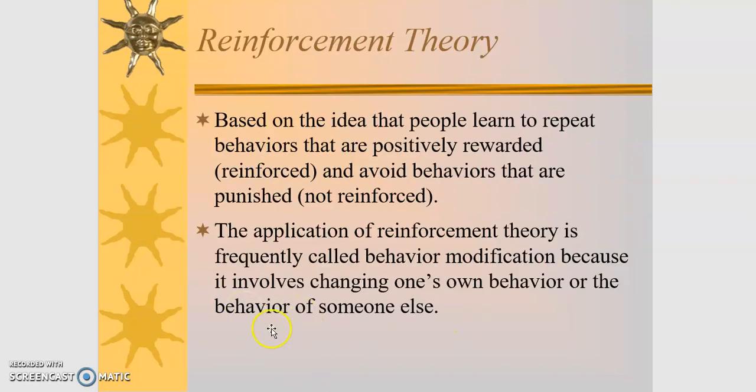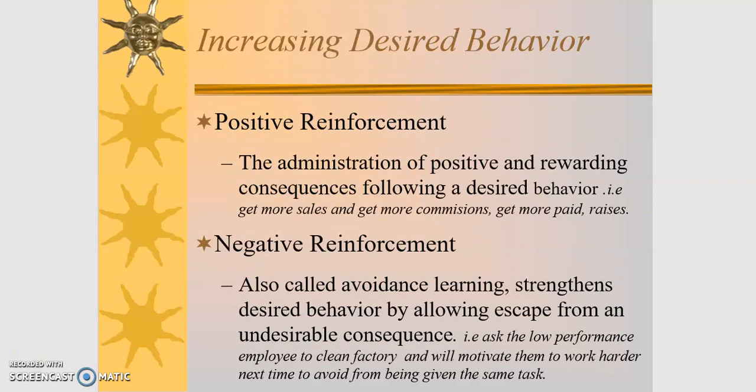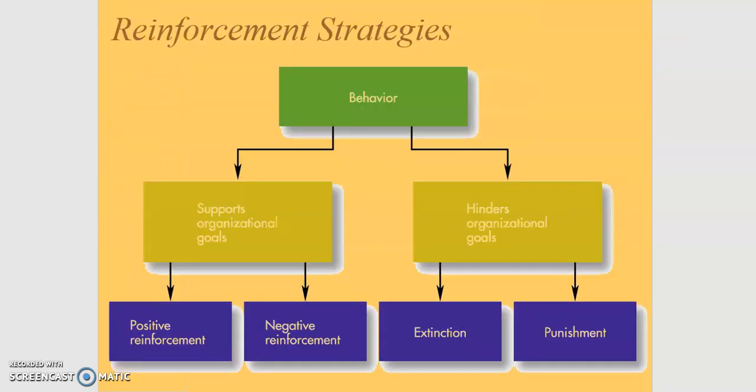Reinforcement theory is based on the idea that people learn to repeat behaviors that are positively rewarded and avoid behaviors that are punished, not reinforced. The application of reinforcement theory is frequently called behavior modification because it involves changing one's own behavior or the behavior of someone else. This is how the reinforcement strategy looks like.